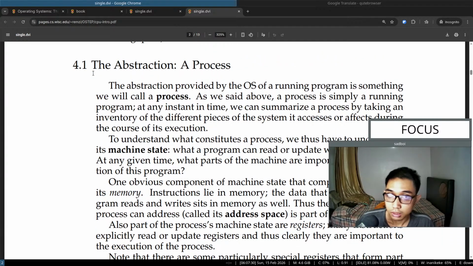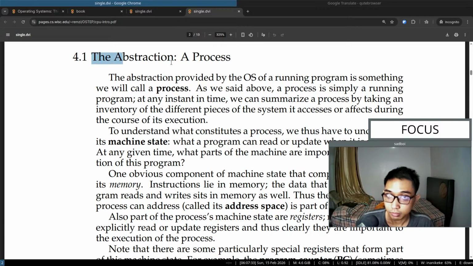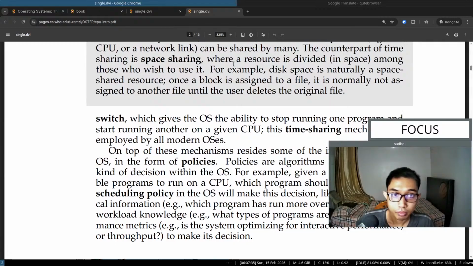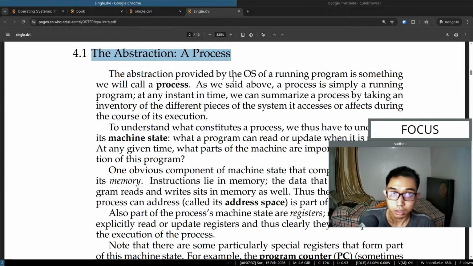The abstraction of process. Okay, so I guess that's it for now. We will continue this on the next session.